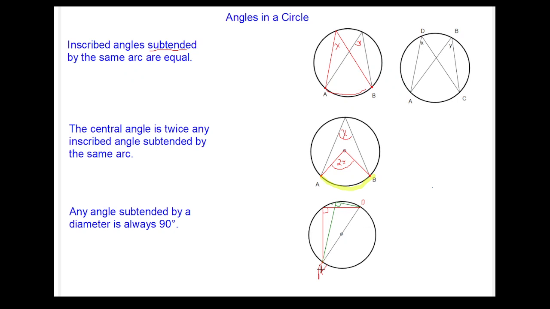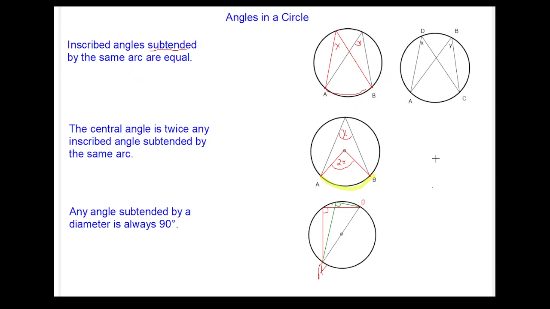So anytime we draw a diameter and draw a triangle inscribed in the circle, going from each end of the diameter to the circumference of the circle, we get a 90-degree angle. Again, that's just a special version of this second property that we looked at. All right, let's move on.